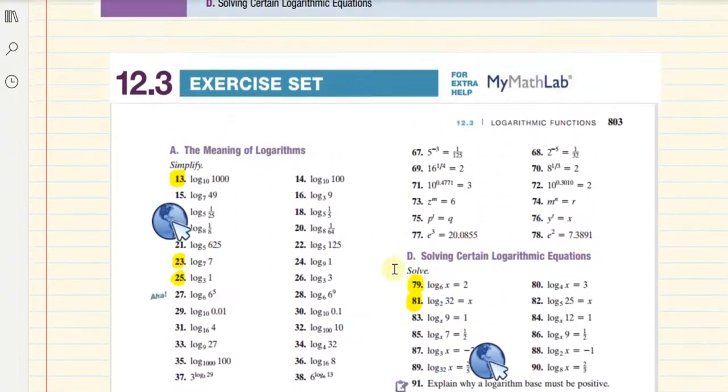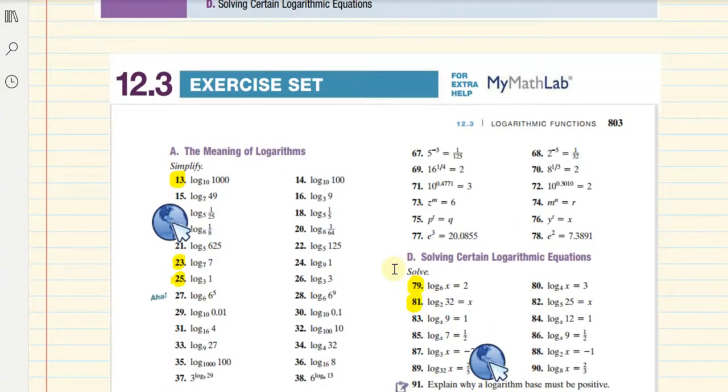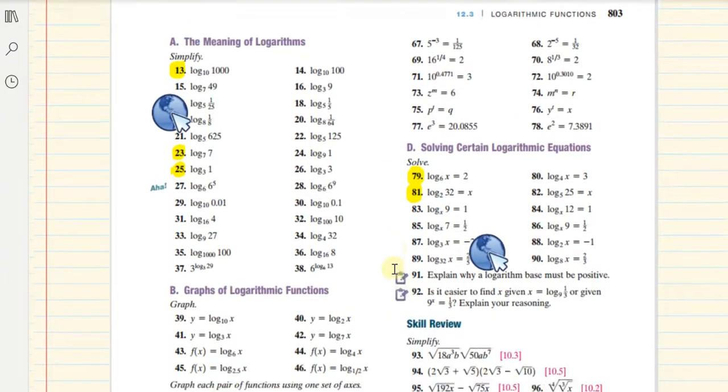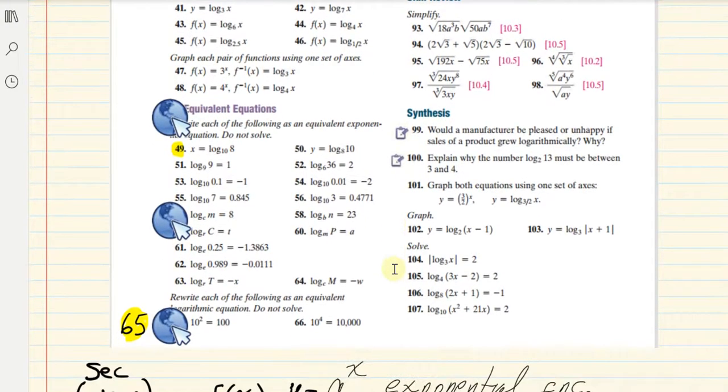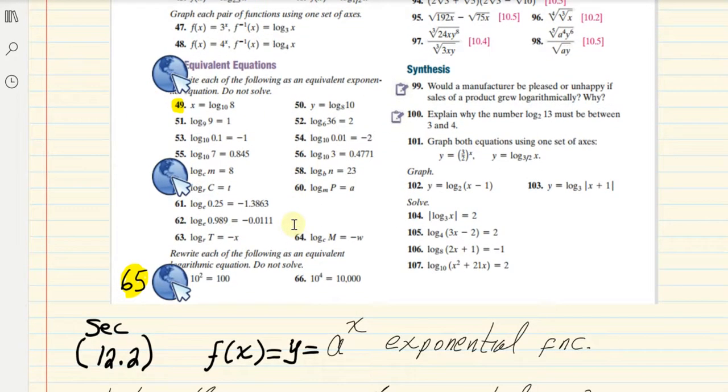I believe this is page 803 of your textbook. Again, these are the exercises that we will be looking at. Well, not the highlighted ones, but we're going to be looking at ones like the highlights or your homework problems. Okay, so let's get started here.